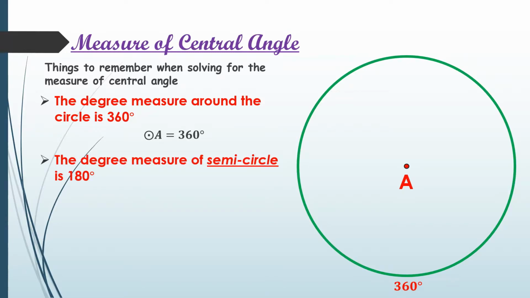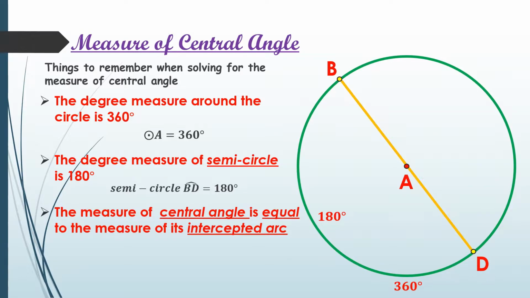Next, the degree measure of semicircle is 180 degrees. So in our circle, if we have point B and point D forming a diameter, you divide your circle into two semicircles, and each semicircle will measure 180 degrees in degree measure. So therefore, semicircle BD is equal to 180 degrees.